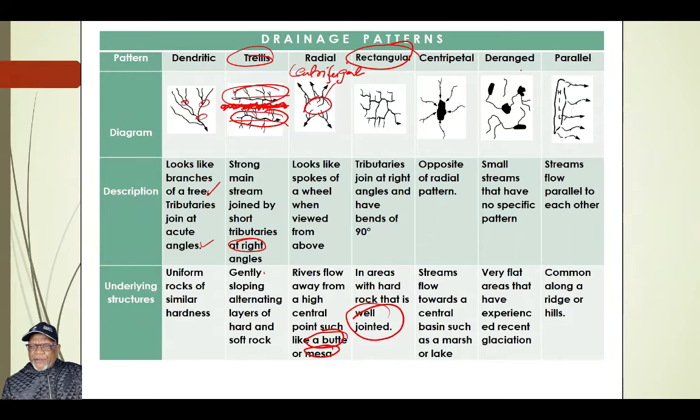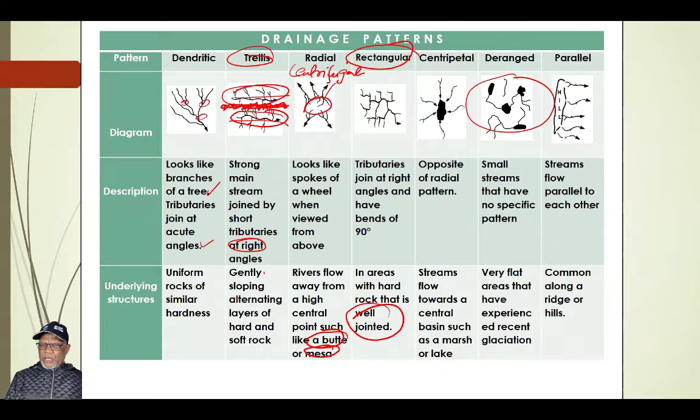And then what do we have here? We have the deranged pattern. The deranged pattern, like the name says, doesn't have a definite pattern. The streams flow in and out of lakes. It is usually found where there has been glaciation, which is the moving or flowing ice. So that is where it is usually found. And then we have parallel pattern, and the parallel pattern is usually found where the gradient is very steep, like a hill. Streams flow parallel to each other because of the steeper gradient.